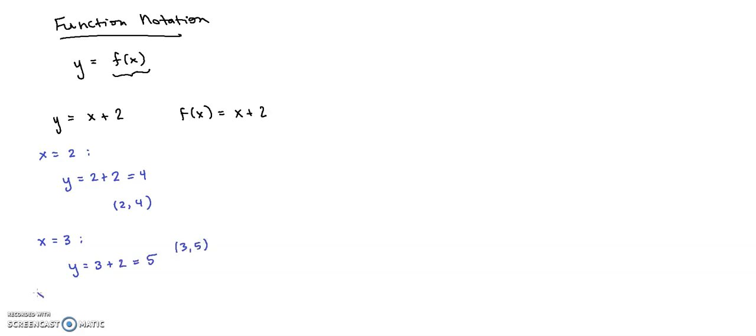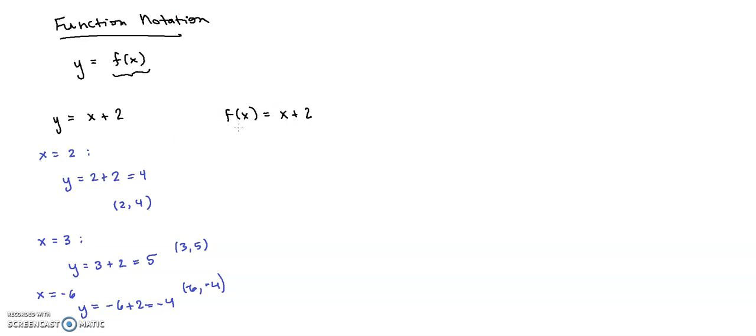I could plug in a negative number, like let's say negative 6. Negative 6 plus 2 would be negative 4, and I would get the point (-6, -4). So we plug in points, we keep track of the x's and the y's, and maybe we would put them as points, or again, we could put them as a table. Okay, so now let's look at how that same exact process works in function notation.